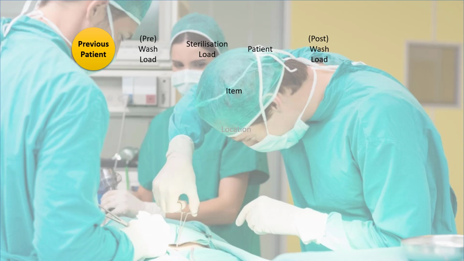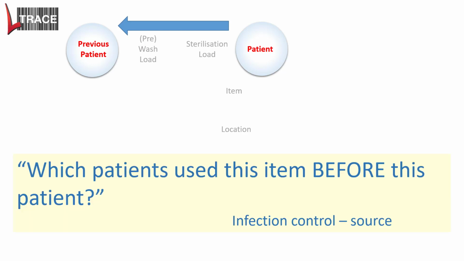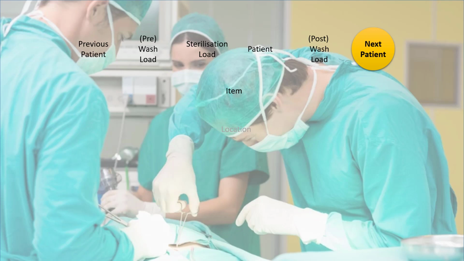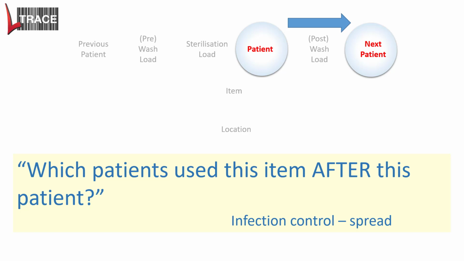Now, if we introduce the concept of the previous patient, then we can start to look at the relationship between patients. So which patients used this item before this patient? Once again, infection control. And then afterwards, introducing which patient used it next, which patients used it after this patient. This is once again infection control.